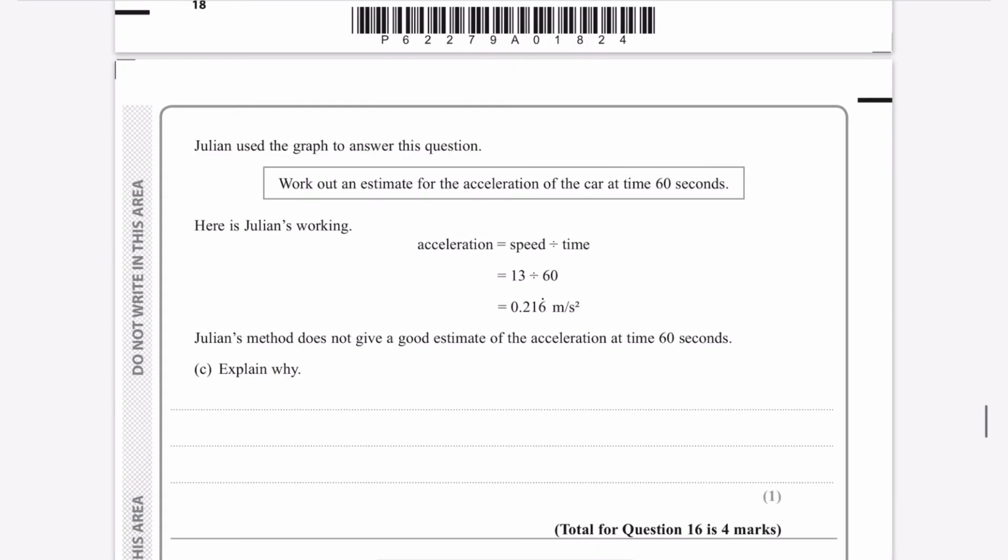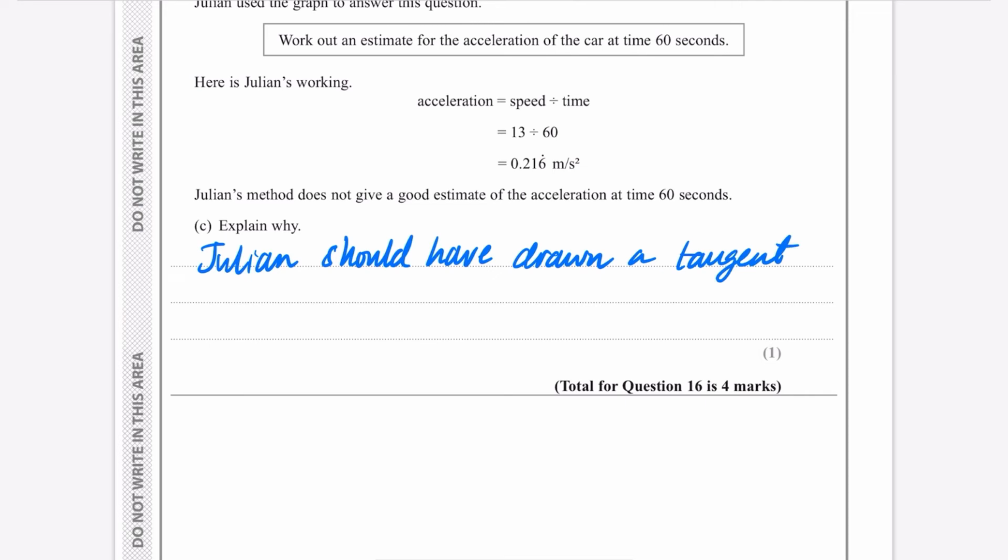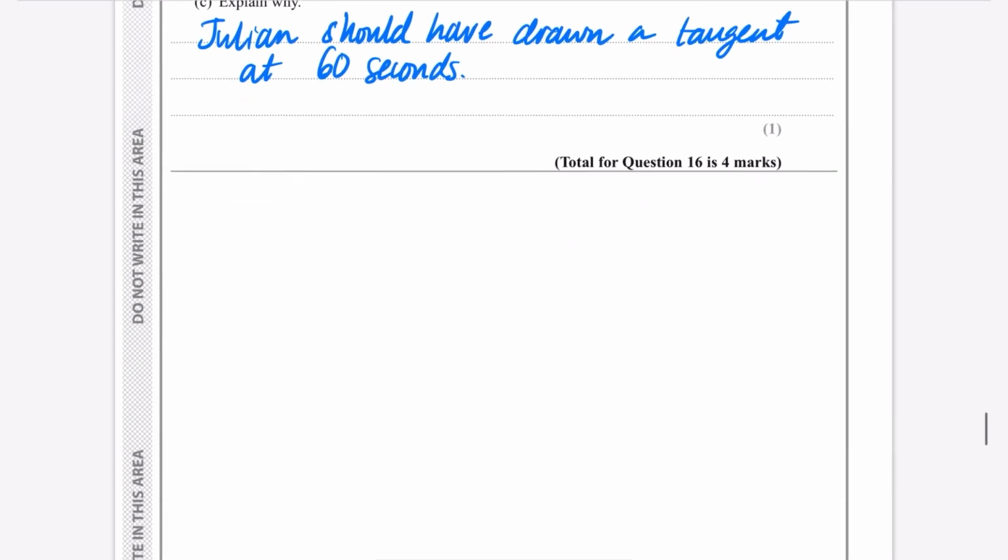So I'm going to say here, explain why. Julian should have drawn a tangent at 60 seconds before finding the gradient. Okay, should have drawn a tangent, should have used a tangent, something like that.